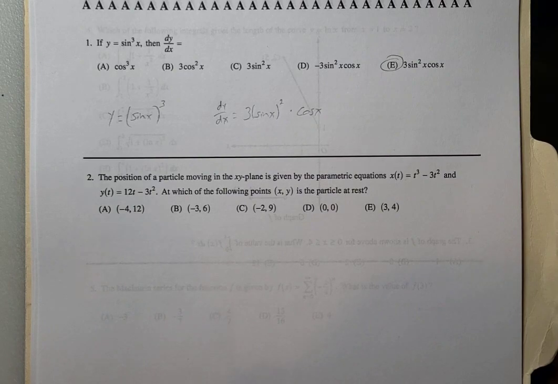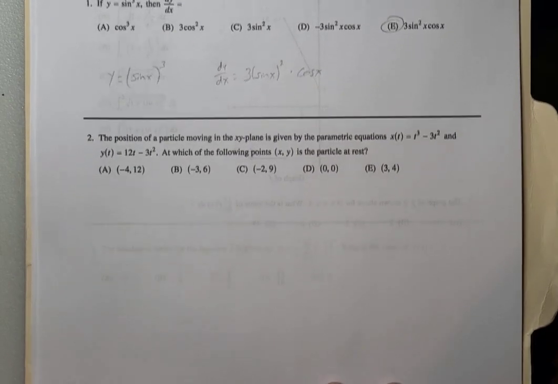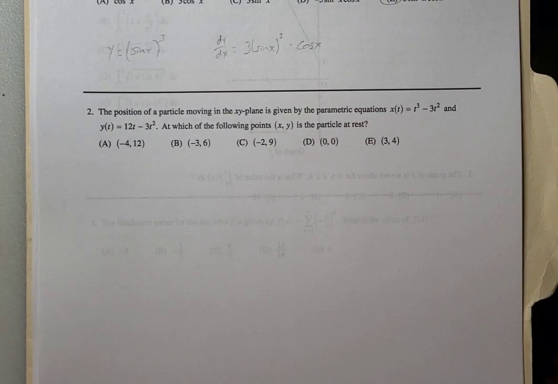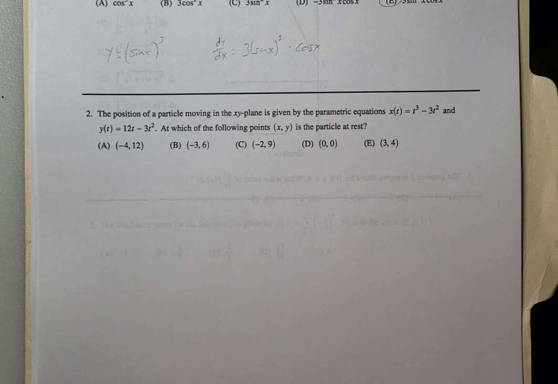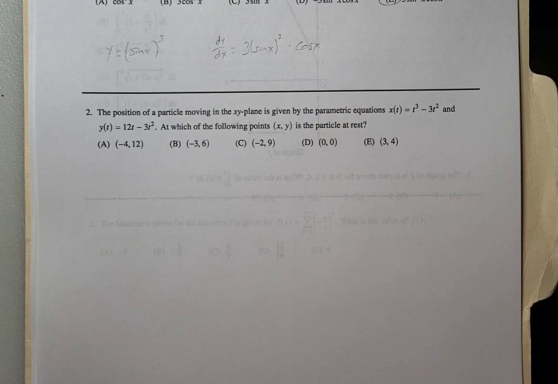All right, easy first problem. Hopefully it's easy for you. Okay, second one. The position of a particle moving in the xy plane is given by the parametric equations x of t is this and y of t is that. At which of the following points x, y is the particle at rest?